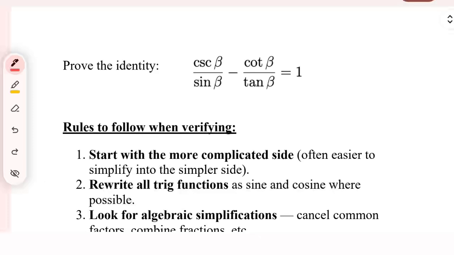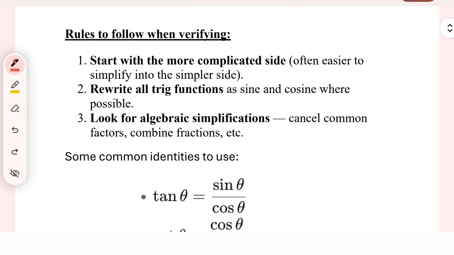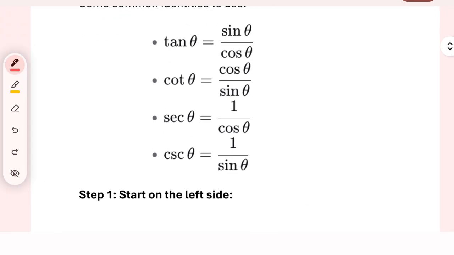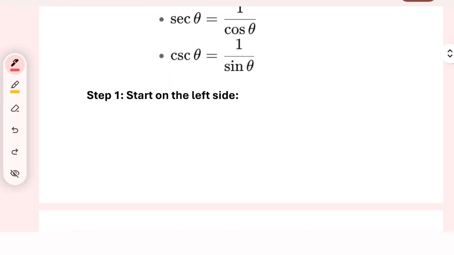Let's prove the identity. We have cosecant beta divided by sine beta minus cotangent beta divided by tangent beta is equal to 1. Again, we have to check the rules that we need to follow when we verify or prove an identity. The first one is to start with the more complicated side. We have already discussed these rules in our previous examples of identities. We'll go through those rules as we go along. The first step is to start on the left side.